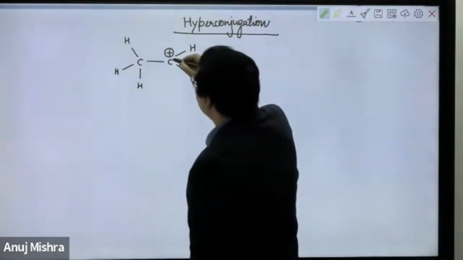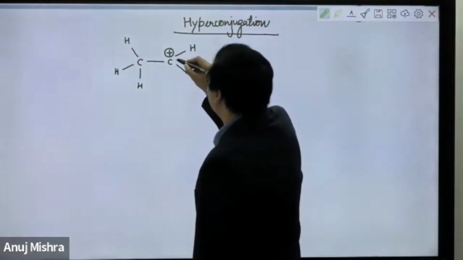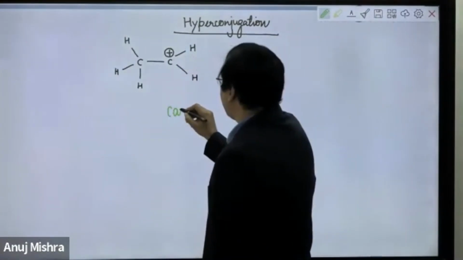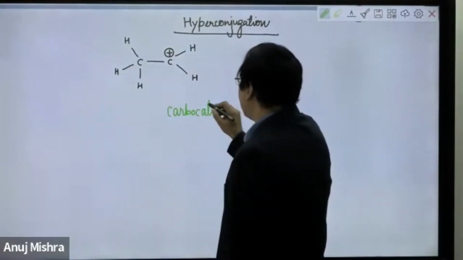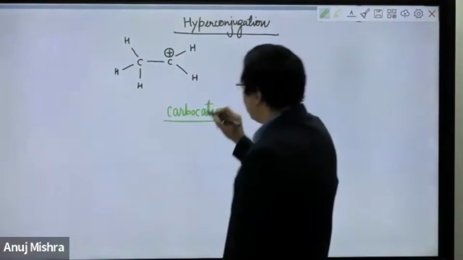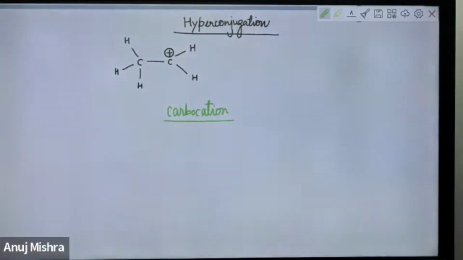What is this C plus called? This C plus is called carbocation, or you can say carbonium ion. M is basically positive. So carbocation.